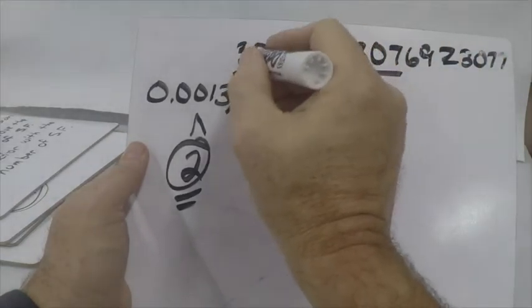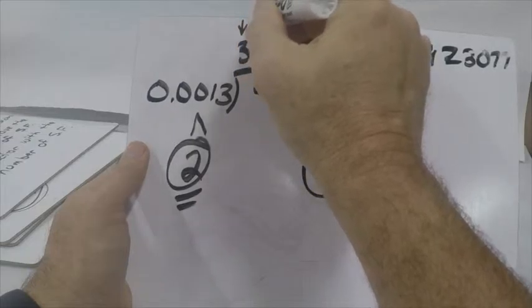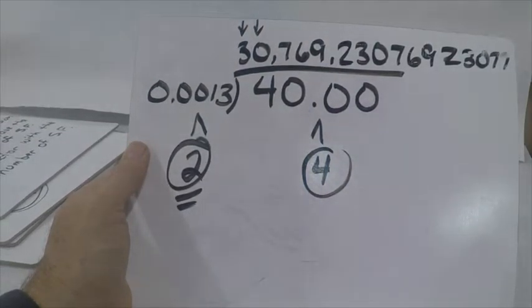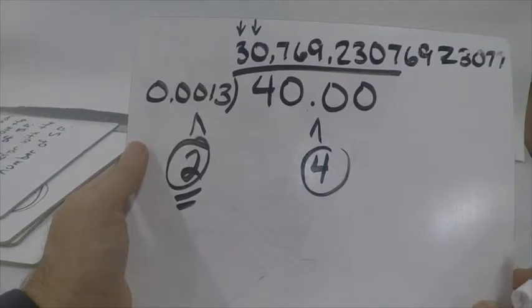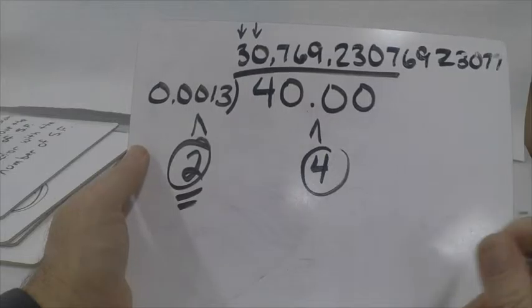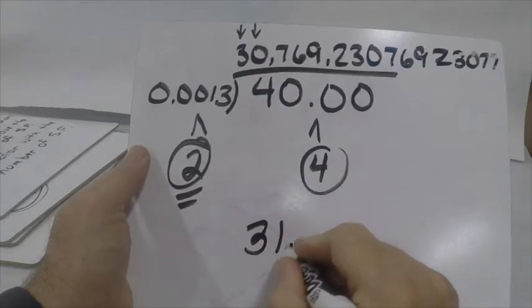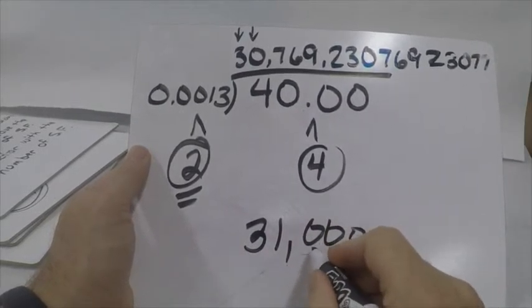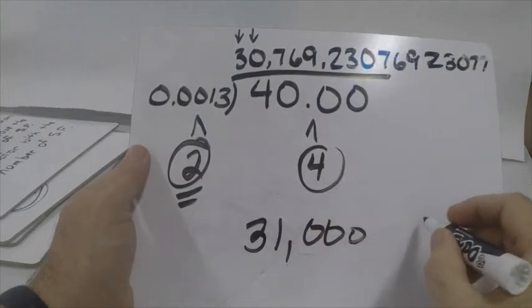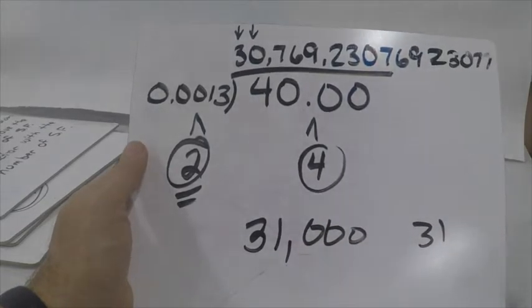So I've got to round off to 1, 2. That's where I'm rounding off to. I'm rounding off, in this case, to the nearest 1,000. And so 30,769 rounded off to the nearest 1,000 would be 31,000. Don't lose these zeros. Remember, they're not significant, but there's a huge difference between 31 and 31,000.